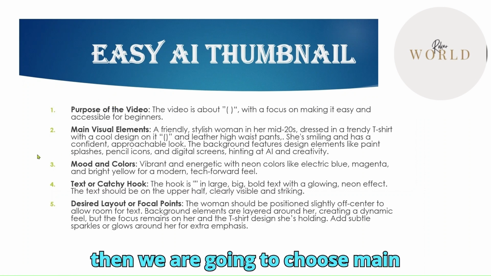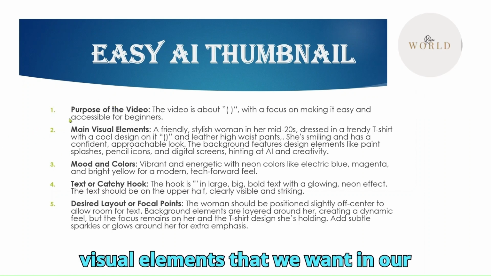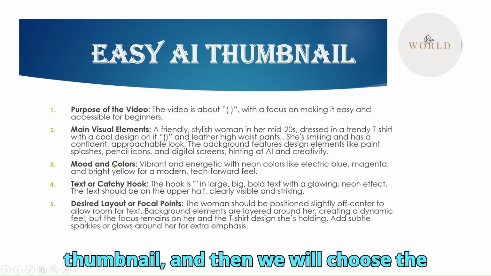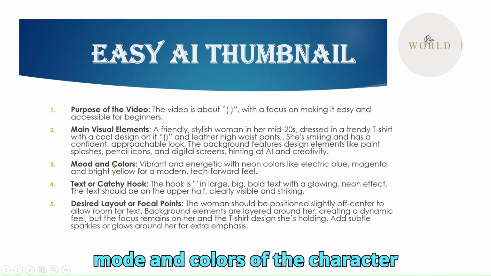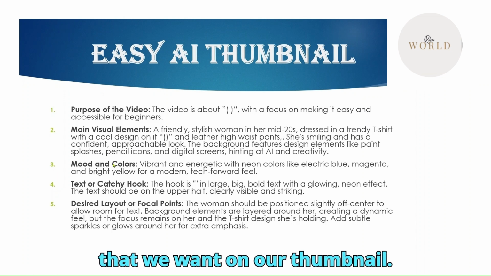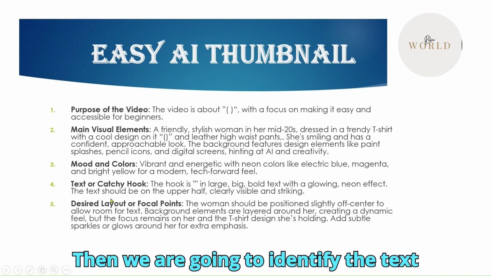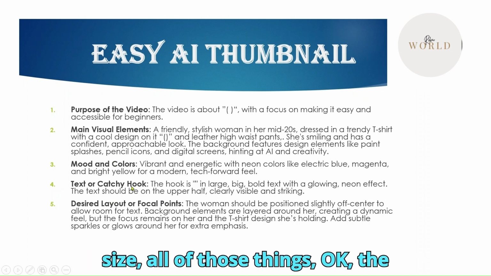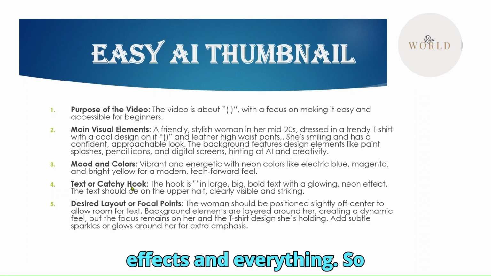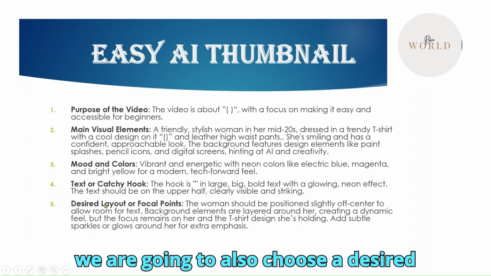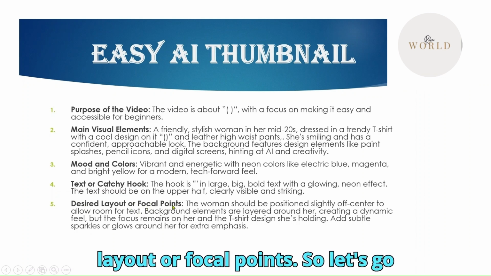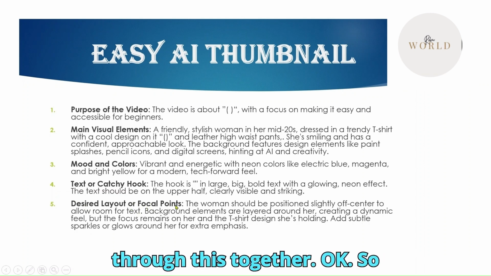Okay, then we are going to choose main visual elements that we want in our thumbnail, and then we will choose the mood and colors of the character that we want on our thumbnail. Then we are going to identify the text size, all of those things, the effects and everything. So we are going to also choose a desired layout or focal points. So let's go through this together.